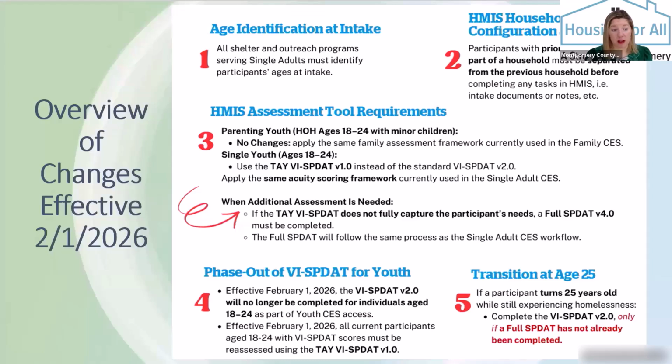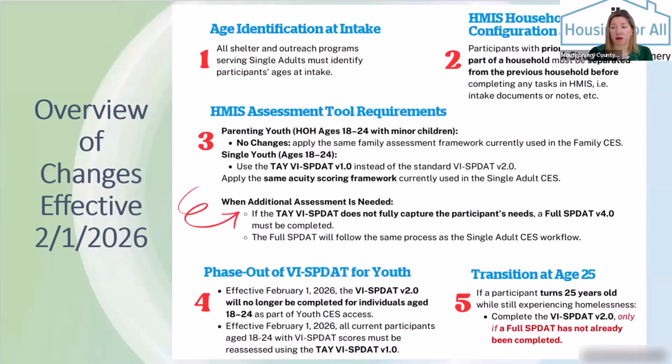Because we are implementing this change, it means that anybody that was assessed previous to February 1st, that is between ages 18 to 24, and still in our system, needs the TAY version of the VI-SPDAT completed. We're asking that everybody work to get that completed ASAP. And then lastly, once the person turns 25, then you need to go back to that standard regular version of the VI-SPDAT and complete that, unless a full SPDAT's been done. Once a full SPDAT's been done, you never go back and do a VI-SPDAT.